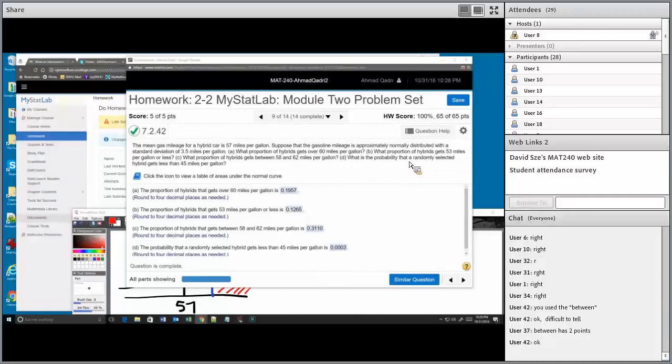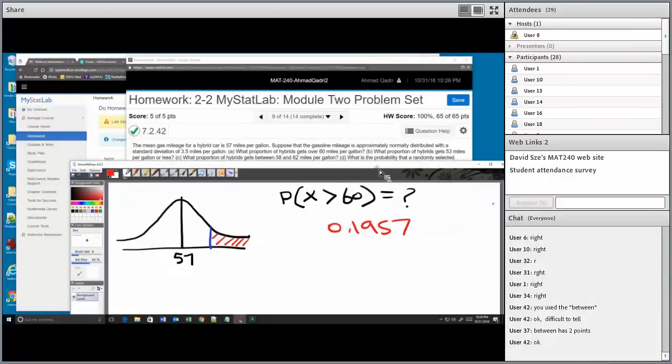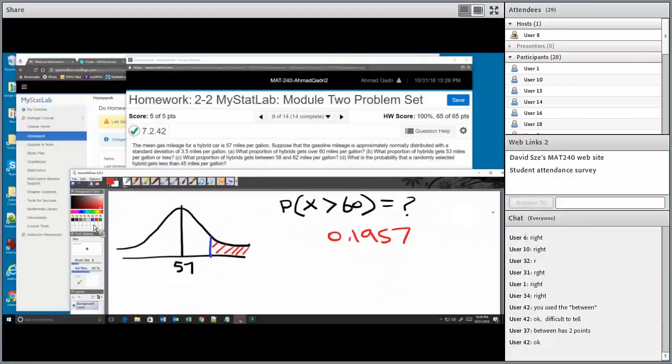What is the probability that a randomly selected hybrid gets less than 45 miles per gallon? Before I answer that question, let me ask you something. 57 is the mean, the average that the hybrid cars get. Now say I go out there and select a random car, but it only gets maybe 45 miles per gallon. What is the probability that that would happen? Do you think this would be very unlikely or very likely?